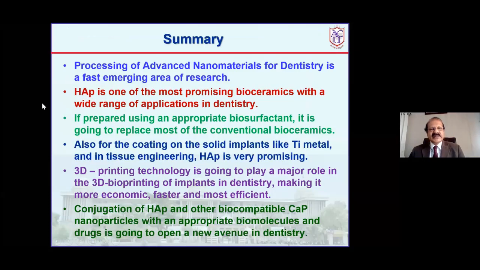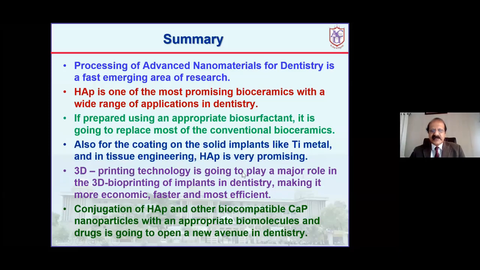And to finally summarize, processing of advanced nanomaterials for dentistry is a fast emerging area of research. HAP is one of the most promising bioceramic materials with a wide range of applications in dentistry. If prepared using an appropriate biosurfactant, it is going to replace most of the conventional bioceramics. Also, for the coating on the solid implants like titanium metal or even alumina. And in tissue engineering, hydroxyapatite is a very promising material.